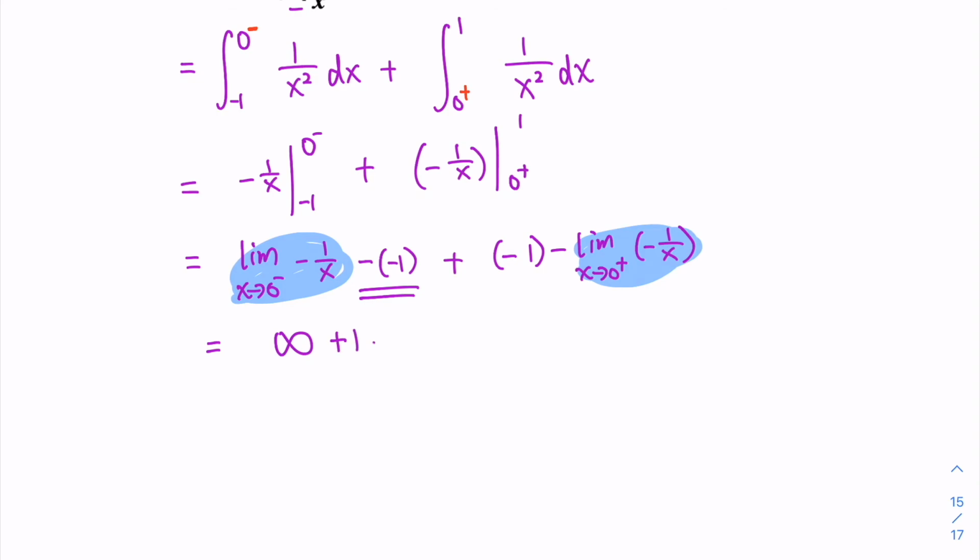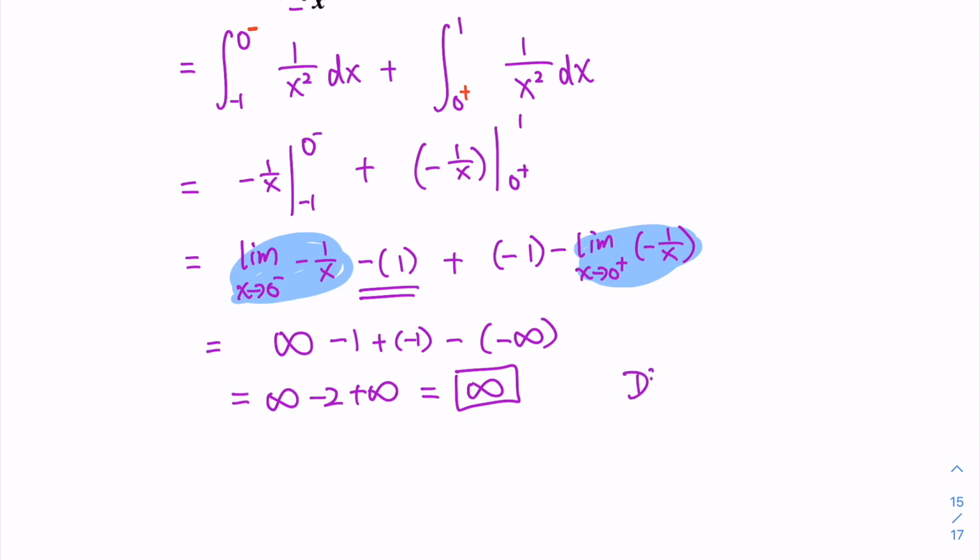Plus 1 plus negative 1. When x approaches 0 from the right, x is positive, so this will be negative infinity, and with the minus sign our answer will be infinity. Oh, this one is positive 1, so it's negative 1. Minus 2 plus infinity. Infinity plus infinity still gives us infinity. This is our answer because the integral gives us infinity, so the integral diverges.